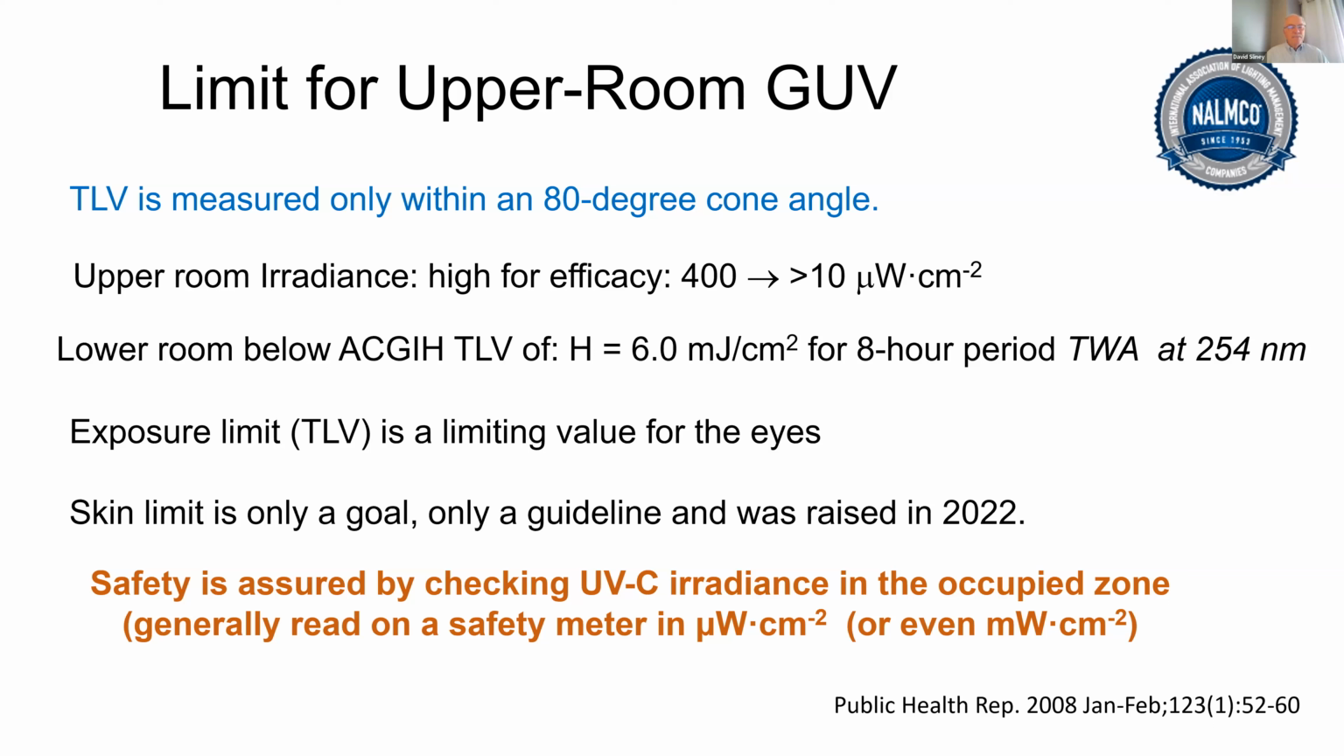considered at that time. So safety in your installation is going to be ensured by you checking the UVC irradiance in the occupied zone. And this is generally read on a safety meter in microwatts per square centimeter, or even milliwatts per square centimeter.